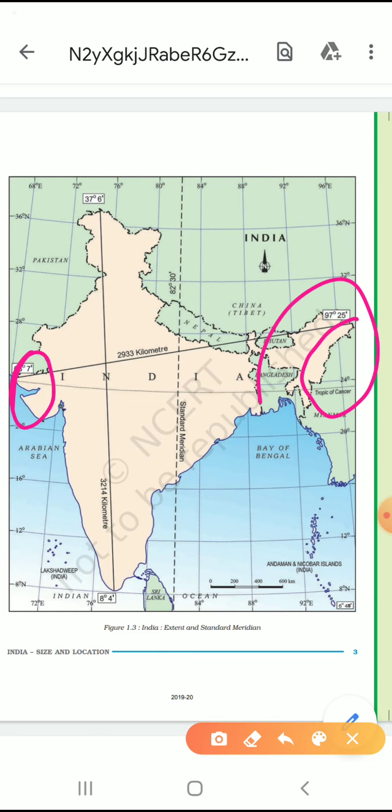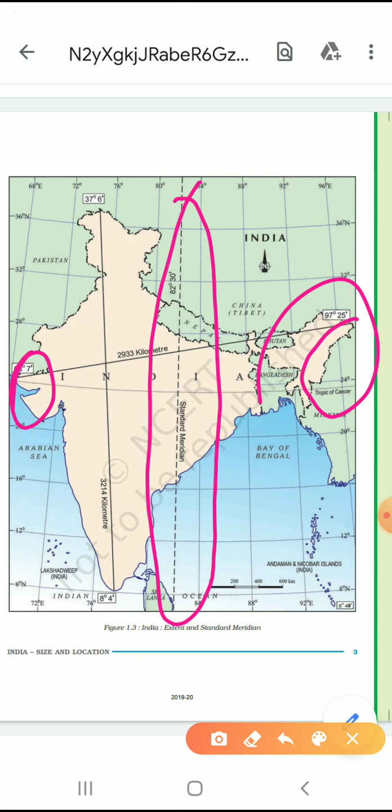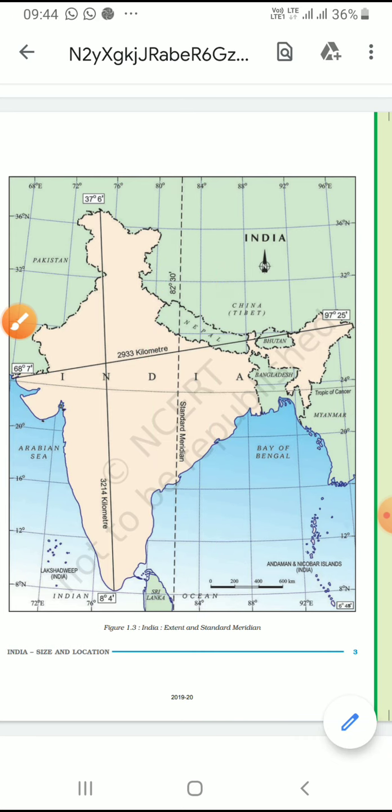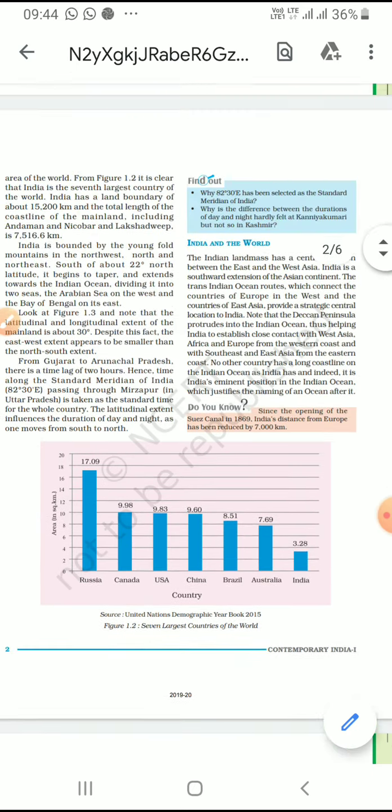Because of this time difference, what we do is we consider the time along our standard meridian. This standard meridian passes through Mirzapur in Uttar Pradesh and the time is calculated on this meridian and that time is taken as the time for the whole country, and that's why India has only one time. Whether you go to Gujarat or you go to Arunachal Pradesh, the time will be the same and there will be no time difference.